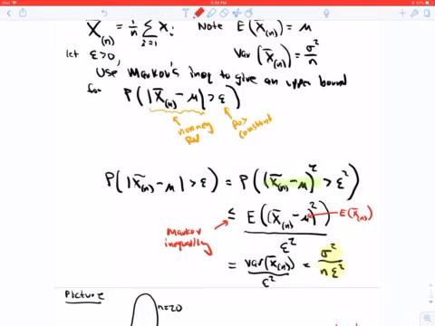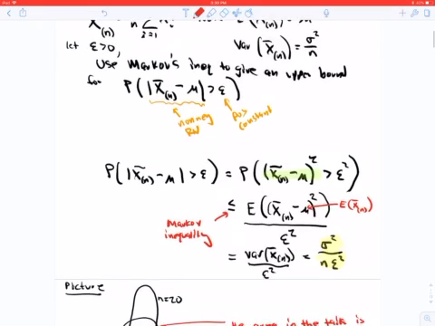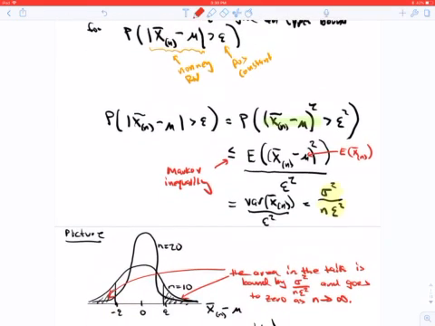So basically, what does Markov have to say about this? I'm actually going to modify this. This probability is equivalent to squaring both sides of that inequality, just to get rid of that absolute value sign. Markov then basically gives us the variance of the sample mean over epsilon squared. And the variance of the sample mean is sigma squared over n. So we get this expression that's essentially a constant divided by n, and that goes to 0 as n gets large.